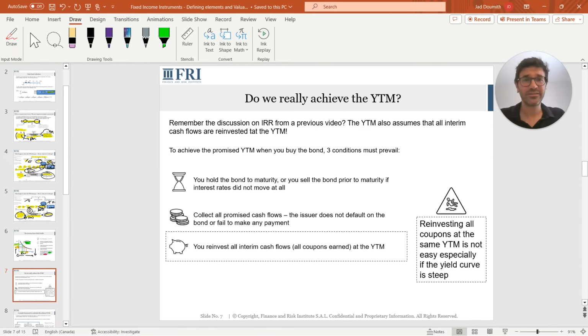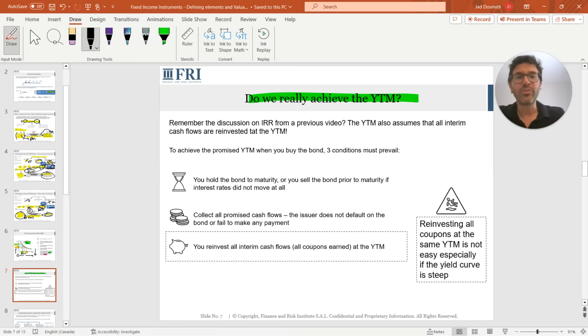But all that said, do we really achieve the promised yield to maturity? The discussion here will center around 3 conditions. There are 3 conditions which, if they prevail, yes, you would end up achieving an annual profit rate that is equal to the promised yield to maturity. Every time I'm saying promised yield to maturity, it is the locked-in yield when you bought the bond. Those 3 conditions must exist for you to actually achieve the promised yield to maturity.